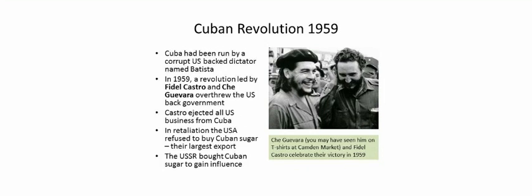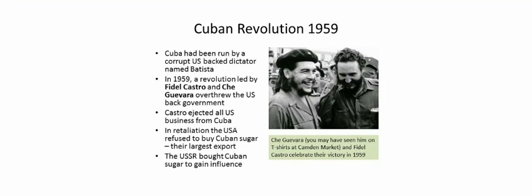And a revolution led by these two individuals. On the left, you have Ernesto Che Guevara. You may have seen him on T-shirts if you've ever been around Camden. And to his right, Fidel Castro, to basically lead a revolutionary movement to overthrow the U.S.-backed government of Batista. Castro and Guevara are successful.